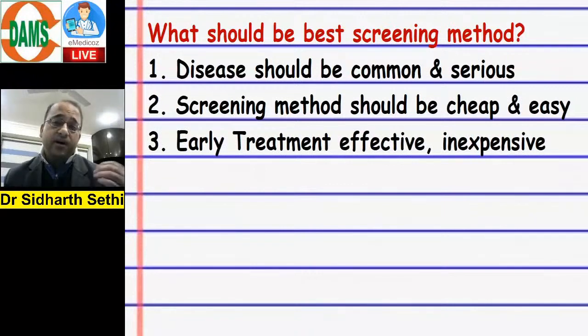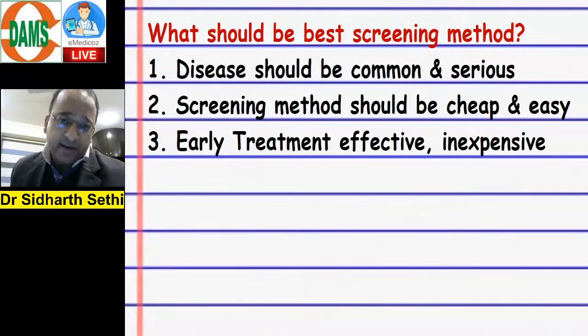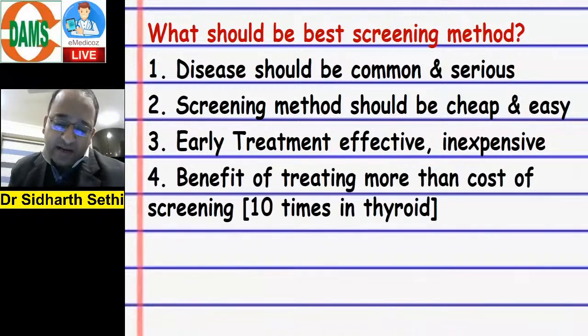You need to have an early treatment. So for example, if you are able to diagnose hypothyroidism early, you have an effective treatment for hypothyroidism, thyroxine. It is very cheap, just a few paisa a drug, and it is an effective treatment. And we use a screening method for a disease in which the benefit of treating is much more than the cost of a small test. So the benefit of treating hypothyroidism is almost 10 times the cost of a TSH.